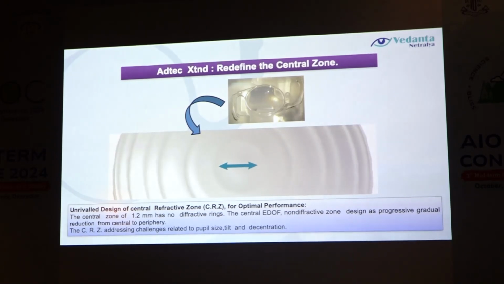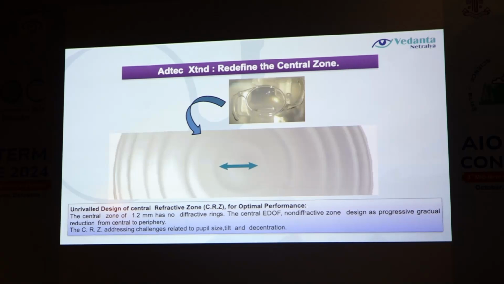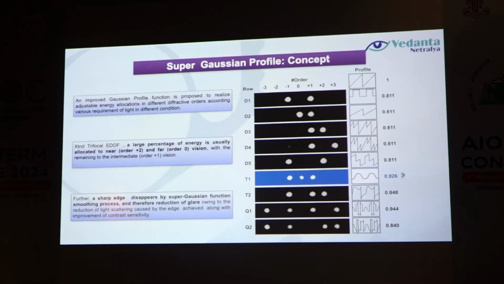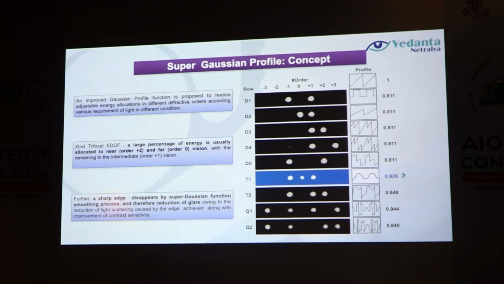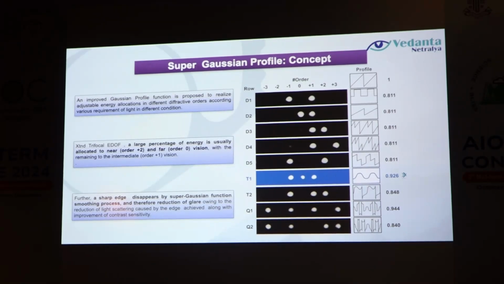There are 2 important things about these Extend trifocals. That is the central refractive zone that is clear of any diffractive rings, that is a 1.2 millimeter zone, and that deals with the challenges related to pupil size, tilt and decentration. The other very important thing about this lens is the Gaussian profile. The diffractive rings have the Gaussian profile that is there in the blue, and it provides light transmission of about 92%. Because of this Gaussian profile, these trifocals provide very good distribution of light between intermediate, near and distance also. And since there are no sharp edges, the problem of dysphotopsias is also very much minimized.